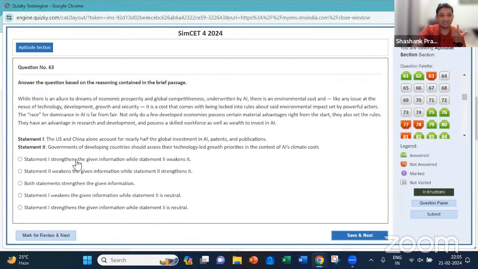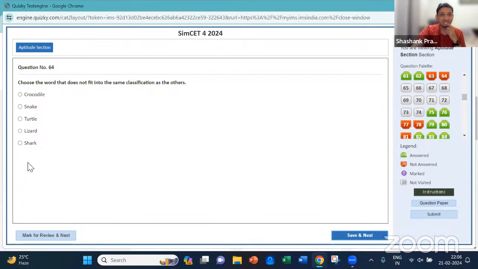Okay, what is the question? Acha, strengthening and weakening arguments. Allure to dreams of economic prosperity. I don't like this. Okay, this is fine. A crocodile, snake, turtle, lizard, shark. I don't know. Lizard is a reptile. Turtle, amphibian, reptilian. Crocodile, reptile. Snake, reptile. Shark ही होगा. Shark तो reptile नहीं है for sure.